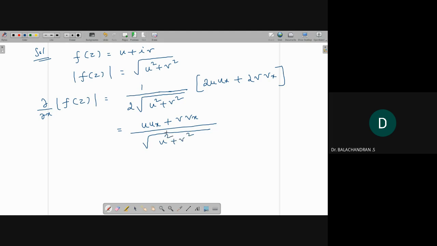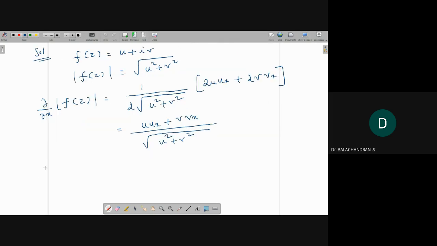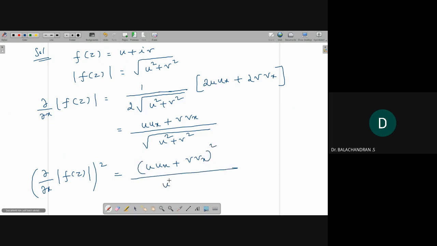Now I actually need the square of this term. So dou by dou x of mod f of z whole square is equal to (u ux plus v vx) whole square divided by u square plus v square. I call this 1.